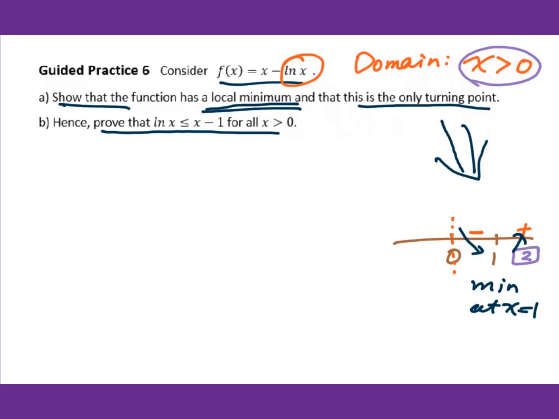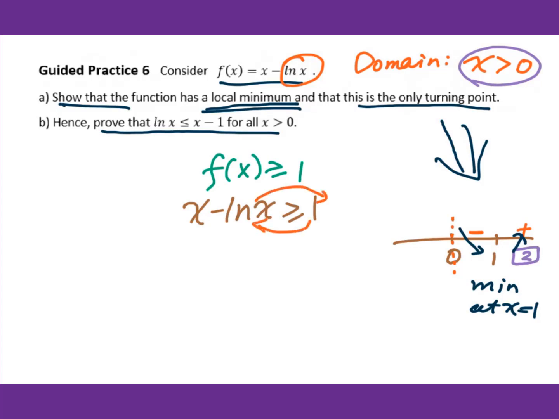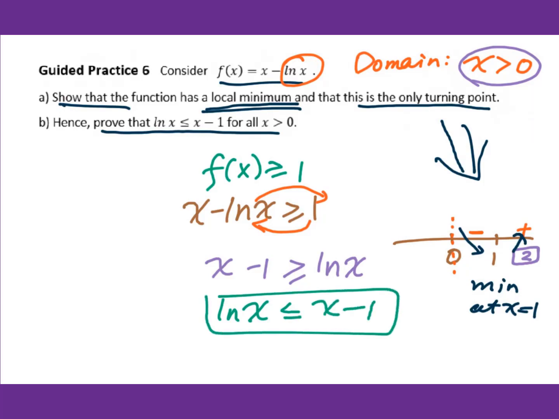Because from this sign diagram, we know f of x is greater than or equal to 1, because 1 is the minimum value, which means x minus natural log of x is greater than or equal to 1. So I move the 1 over to the left side, and you will get x minus 1 greater than or equal to natural log of x. In other words, I can write natural log of x less than or equal to x minus 1. That's it. That's how you prove it.